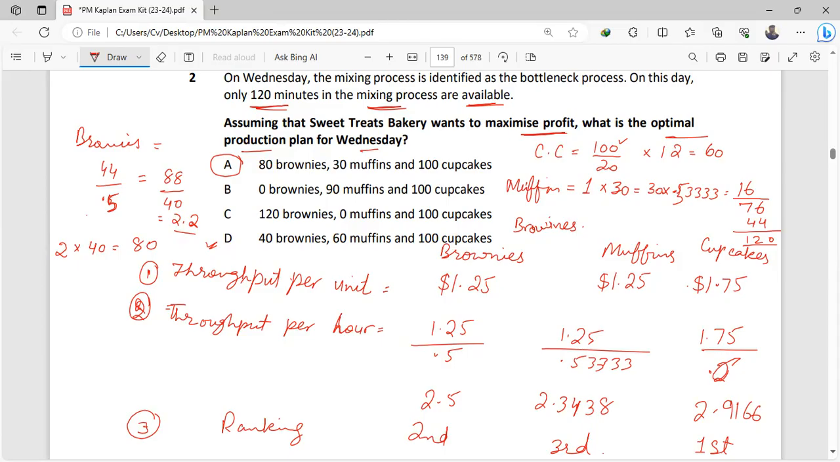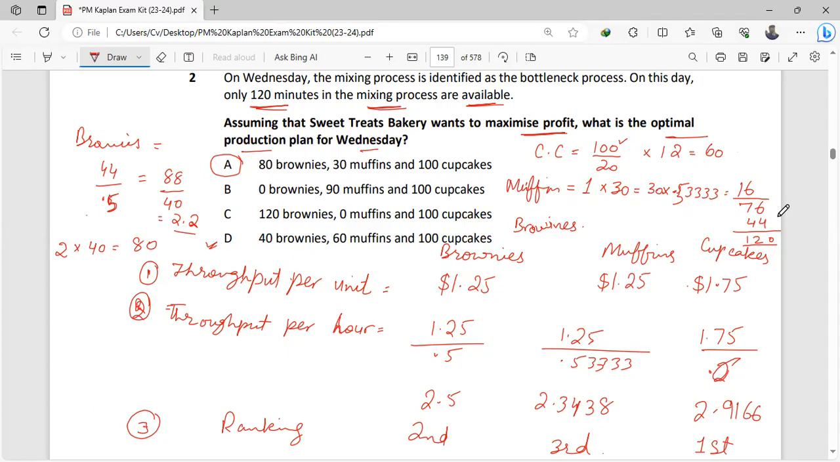Each batch is one batch multiplied by 30, which is 30 units, multiplied by hours per unit, which is 0.5333, or minutes per unit. So we have 16 minutes for muffins. Out of 120, 76 minutes are consumed for cupcakes and the muffins. So the remaining minutes are 44 minutes. For whom? For brownies. Now how many brownies can we produce?